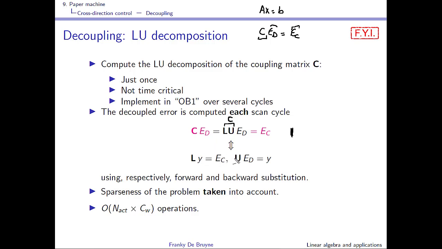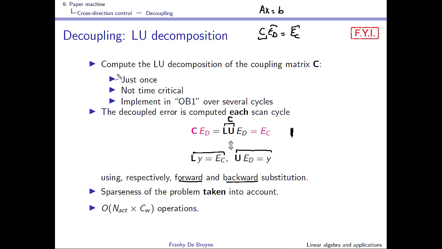And then you can write two systems of equations, one like this and one like this. You can see that if you plug in this one in here, you have indeed LU times ED is equal to EC. The advantage of these two systems of equations is that here you have a lower triangular matrix, and here you have an upper triangular matrix. So here you'll be able to use forward substitution, and here you'll be able to use backward substitution. So it will be very quick.